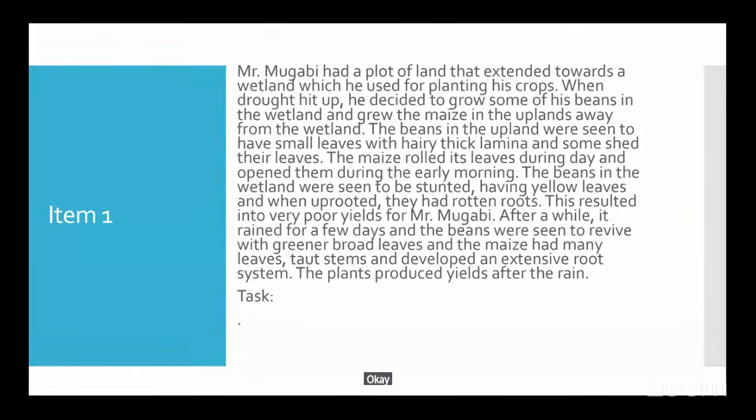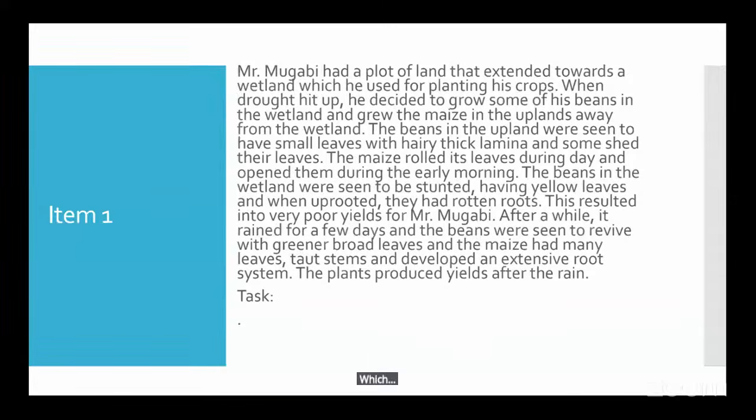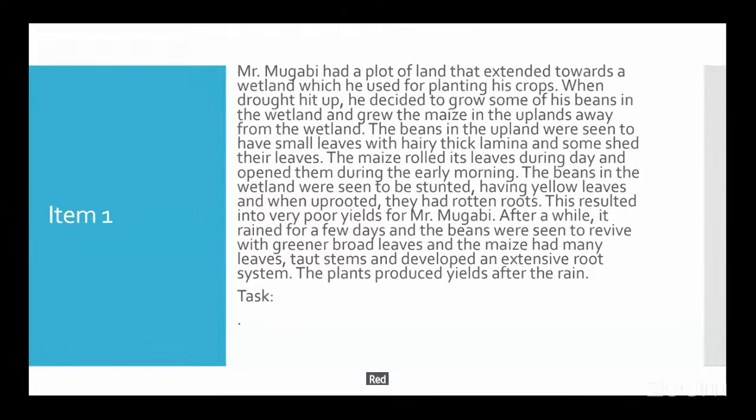Okay. In the wetland, there was water logging, which led to leaching of nitrogen, which is responsible for chlorophyll formation, thus leading to yellow leaves in the bean plants, causing reduced surface area for sunlight absorption, hence leading to low levels of photosynthesis, which affected the crop yields.